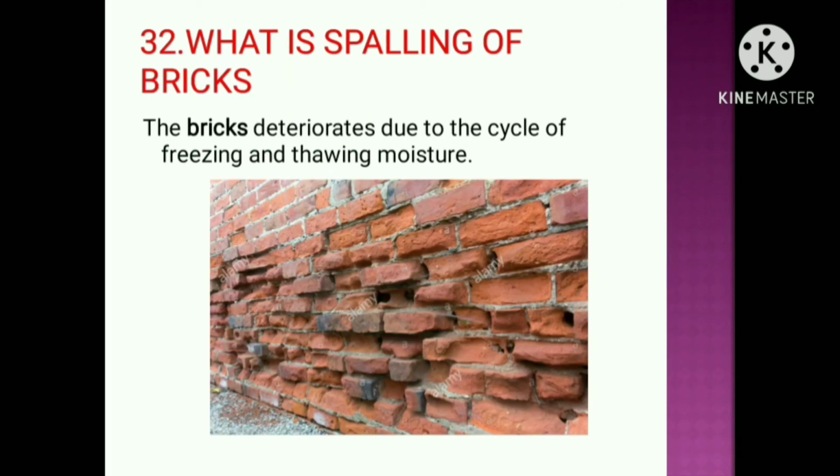What is spalling of bricks? The brick deteriorates due to the cycle of freezing and thawing of moisture. In this case, the bricks come out like this from the wall. This is called spalling.